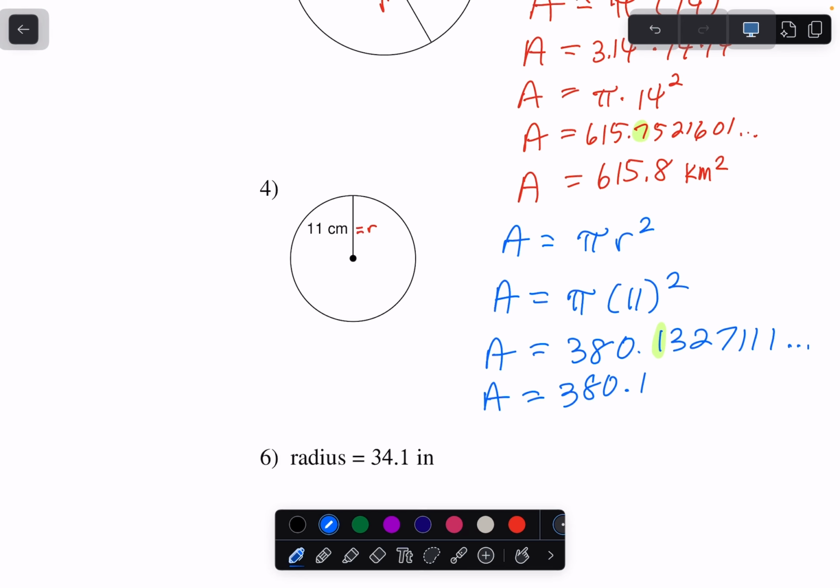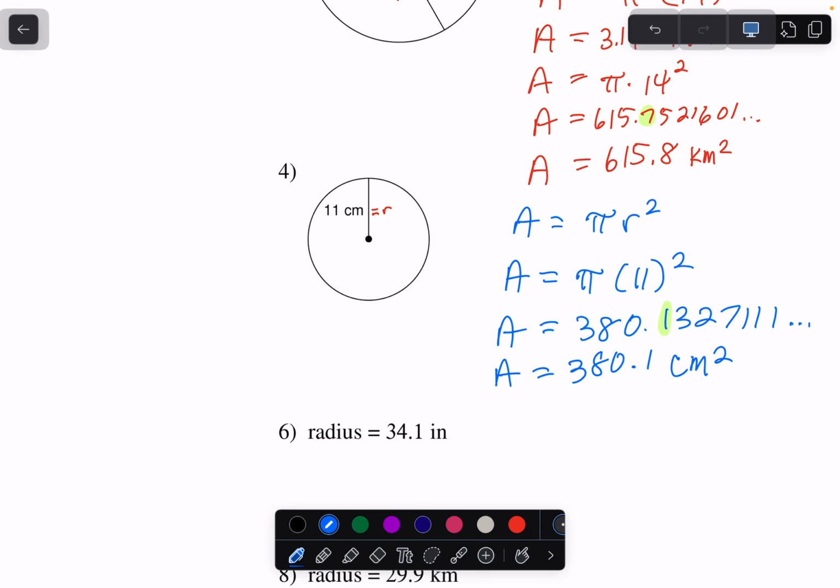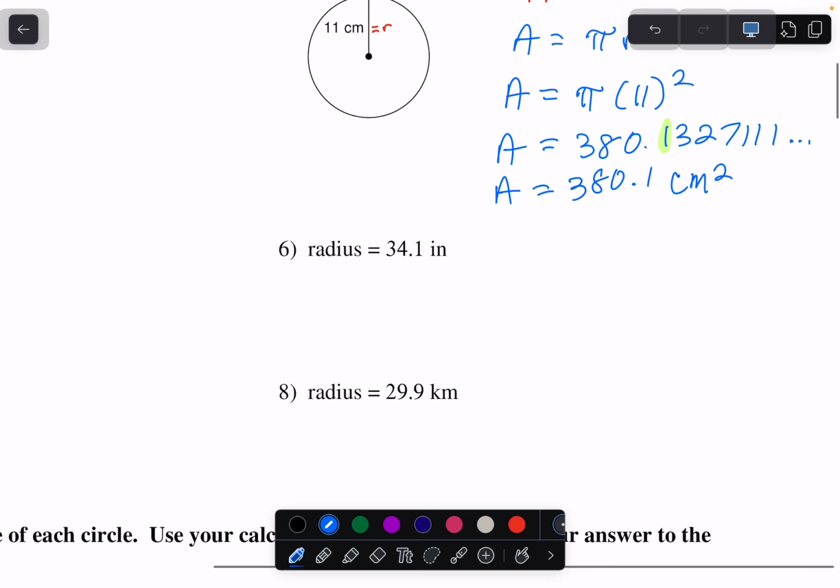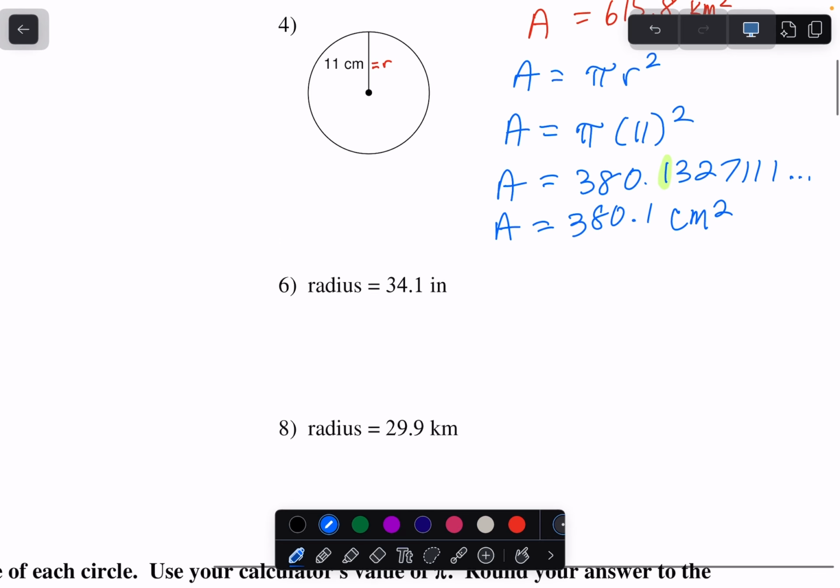And then we need units. What are our units for this? Centimeters squared. So let's put that on there. Everyone good with 4? Okay. Let's now jump to number 6.